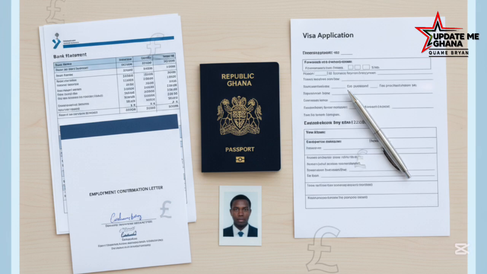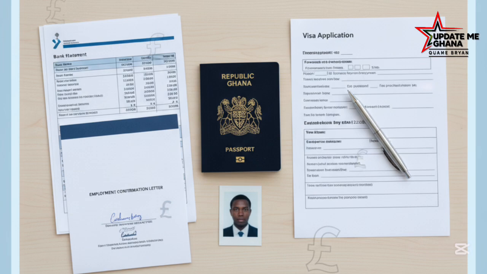Property deeds or tenancy agreements: proof of property ownership or long-term rental agreements in Ghana. Marriage certificate or family documents, if you have a spouse or dependent children in Ghana. Enrollment letter from school or university: if you are a student, a letter confirming your enrollment and expected return to studies. Vehicle registration documents: proof of car ownership.